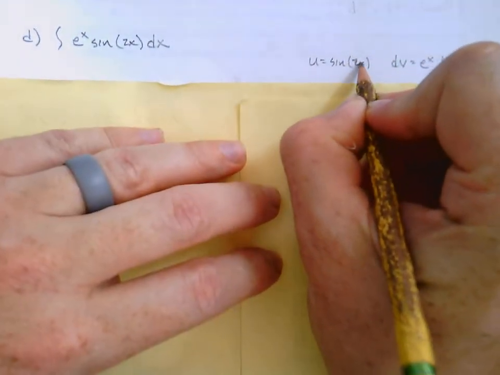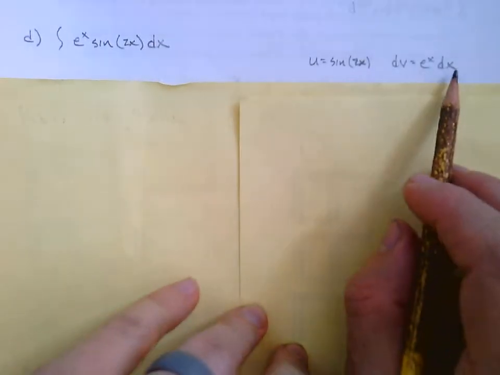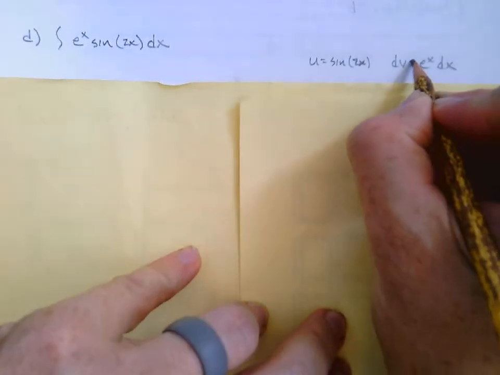Okay, let's see. I'm going to go as straightforward as I can as a first guess. I'm going to pick u to be... Oh, I picked it this way. I thought I'd picked it the other way. All right, let's try it like this. Let's take u as sine 2x and dv as e to the x dx. Actually, okay, I remember why I pick it this way.